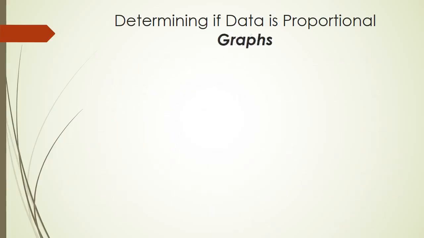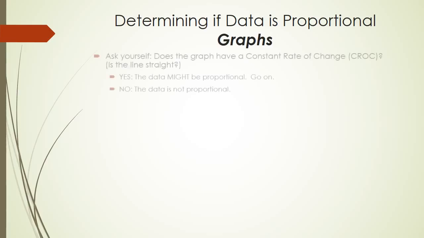Last thing we need to look at, the last situation we need to look at is determining whether a set of data is proportional by looking at its graph. We're going to ask the same two questions. First, does the graph have a constant rate of change? Remember our saying, if the line is straight, there is a constant rate. So all we're checking to see is whether or not the line is straight. If the answer is yes, we're going to move on to the next question. If the answer is no, our data is not proportional.